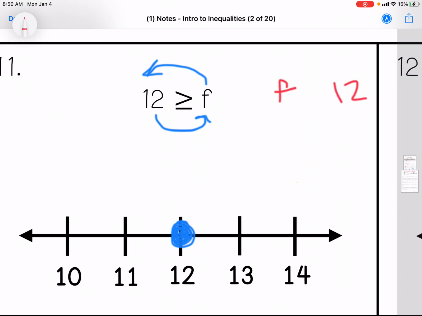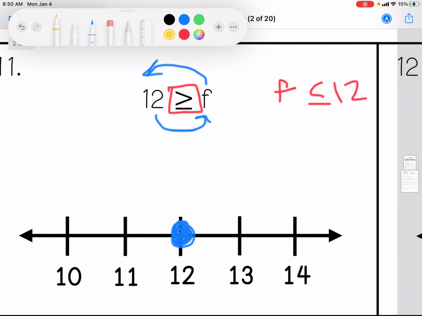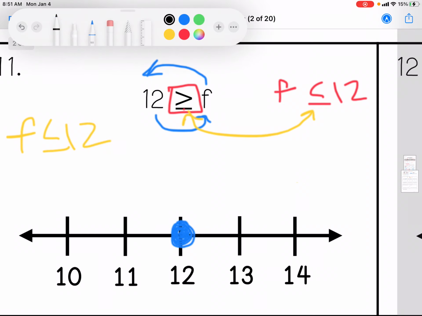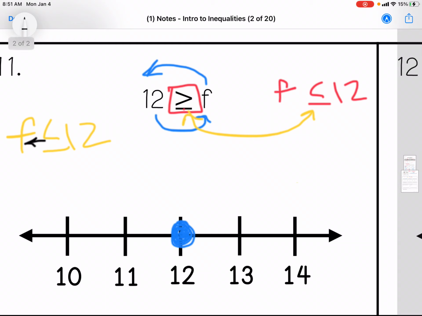But when you flip those, you also have to flip the sign. The sign is eating 12, so it continues to eat 12. Notice how I flipped that. Now that you have f, you can go with the point if that's what you want to do. It's pointing left, so now you could draw the line to the left, like that, okay?